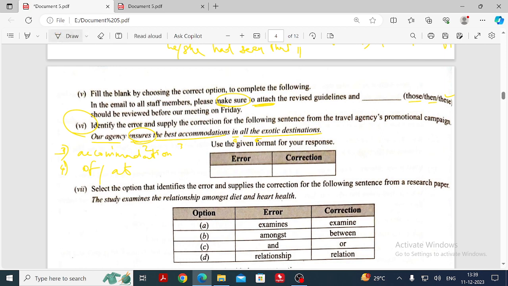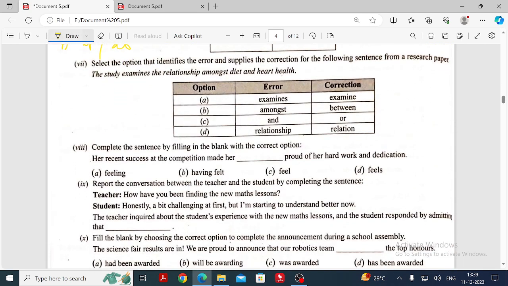Hold the question. Okay, let me get into the 7th one now. This question also resembles what we discussed this morning. See the 7th question. The study examines the relation amongst diet and what is it? Okay. This morning they have given an error. Where did they give the error, my dear? There they have given or, right? So the option is B.